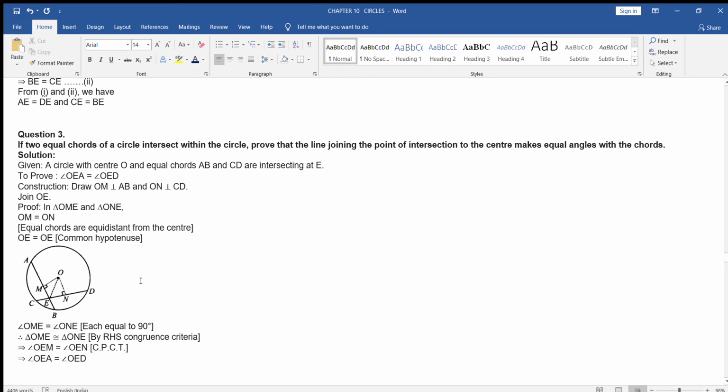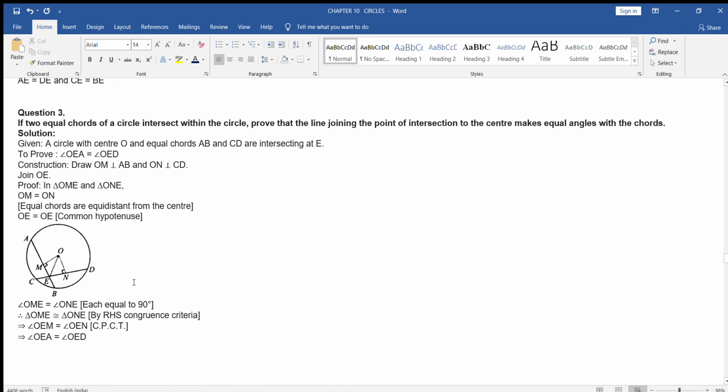Okay, just see our third question. Our third question is: if equal chords of a circle intersect within a circle, prove that the line joining the point of intersection to the center makes equal angles with the chords. Here what is given to us is that these chords are equal, AB and CD. Now what we need to prove is that OEA is equal to OED. These two are equal.